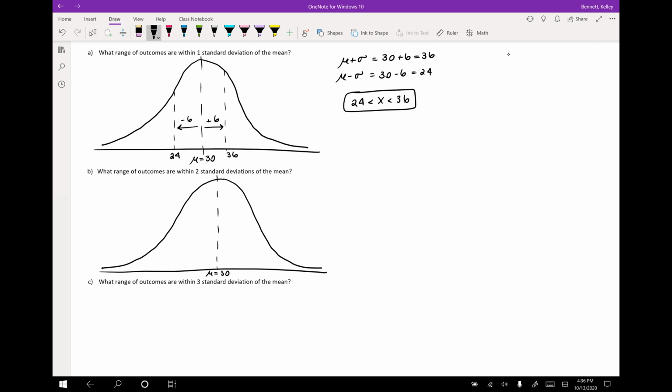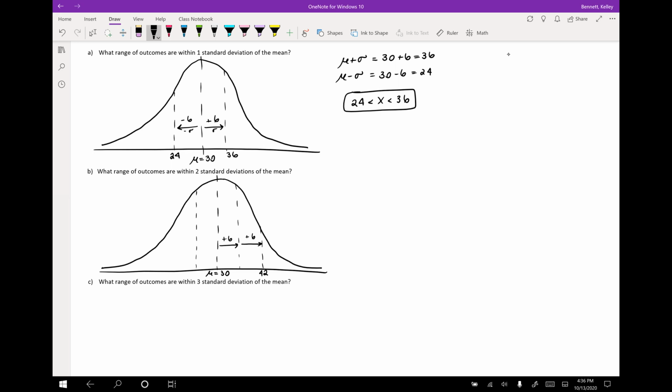But this time I want to go up, so we did one standard deviation last time, but now I want to do 2 standard deviations. So I'm going to go up and up again. So I'm going to do +6, and then I'm going to go up another +6 because 6 is my standard deviation. So if I'm at 30 and I go up 6 2 times, that's going to put me at 42.